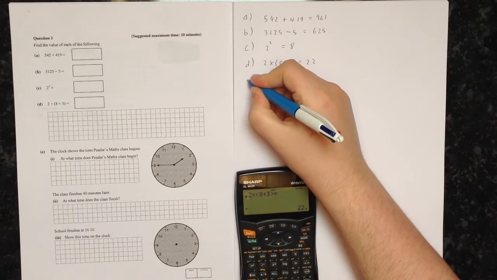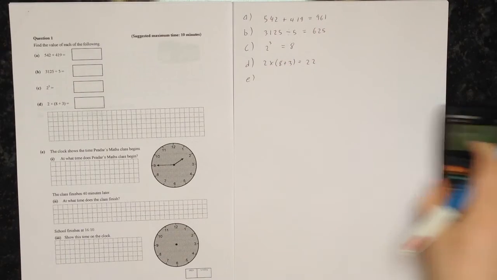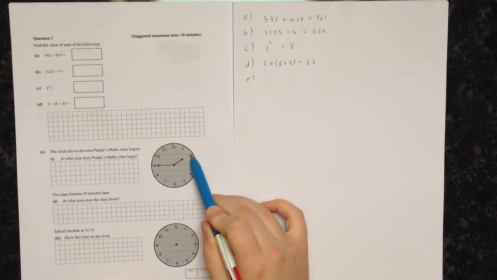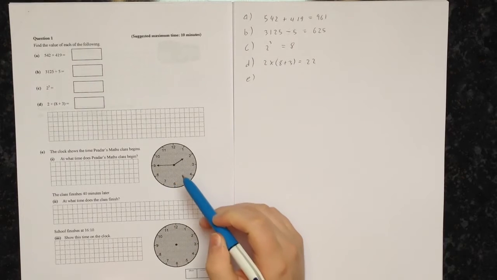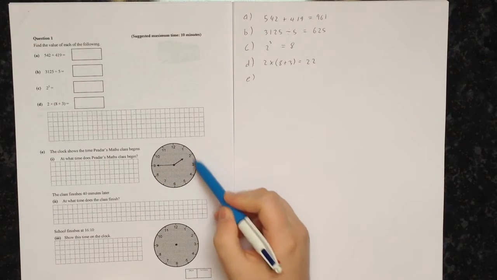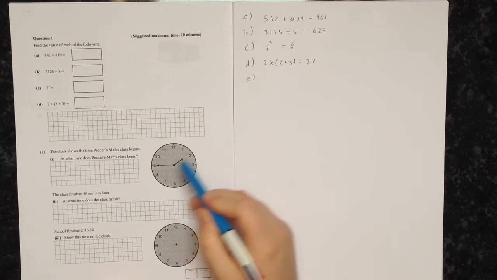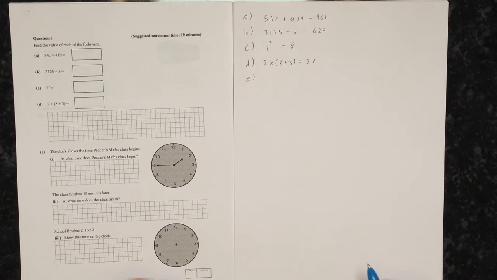Okay, moving on. Part E. It says we're given a clock that shows what time a maths class begins at. At what time does the maths class begin? So we have our clock face. You can see the hour hand is pointing to just before the 2, and the minute hand is pointing at the 9. So that means the minute hand is 3/4 of the way around the clock. It's at 45 minutes. So it's 45 minutes past 1.